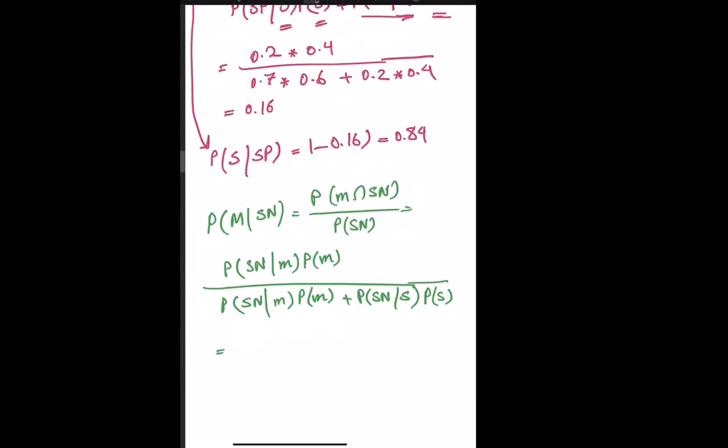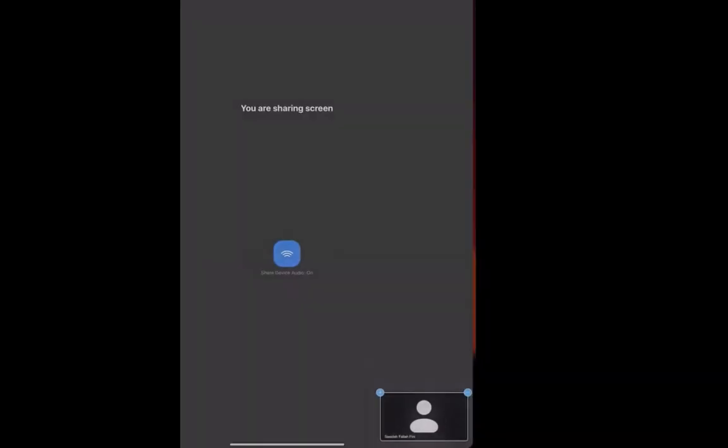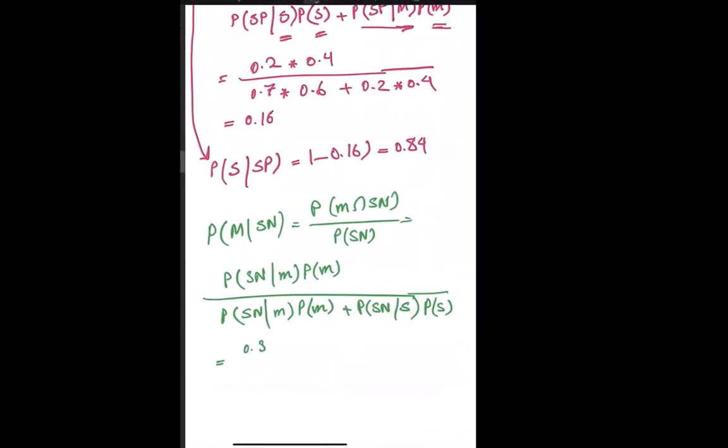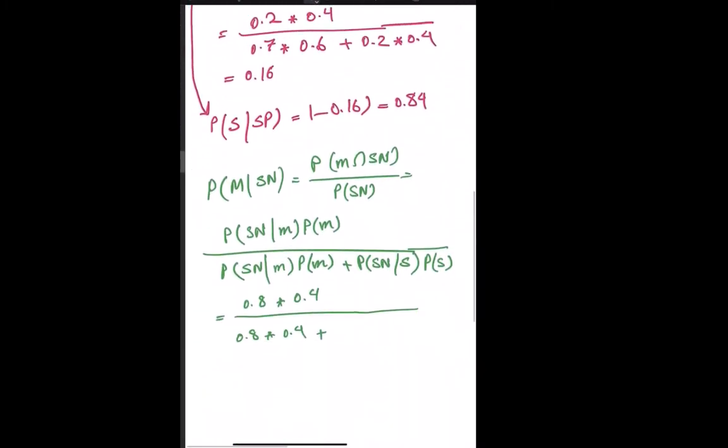So probability of survey says negative, condition on n, 0.8. Probability of n, 0.4. Plus survey negative condition on strong sales, 0.3. Probability of strong sales is 0.6. Do you guys know the number? 0.64.